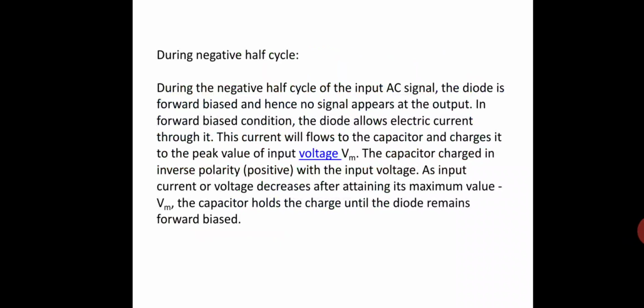During the negative half cycle of the input AC signal, the diode is forward biased and hence no signal appears at the output. In forward biased condition, the diode allows electric current through it. This current flows to the capacitor and charges it to the peak value of the input voltage Vm. The capacitor is charged in reverse polarity with the input voltage. The capacitor holds the charge until the diode remains forward biased.